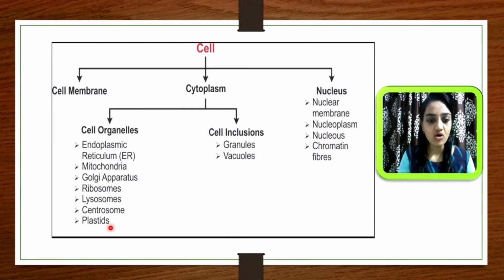All these organelles we will learn in detail in this chapter, one by one. Cell inclusions include granules and vacuoles. The nucleus has a nuclear membrane surrounding it, then nucleoplasm, nucleolus and chromatin fibers. We will learn all these structures in detail in the next lectures.